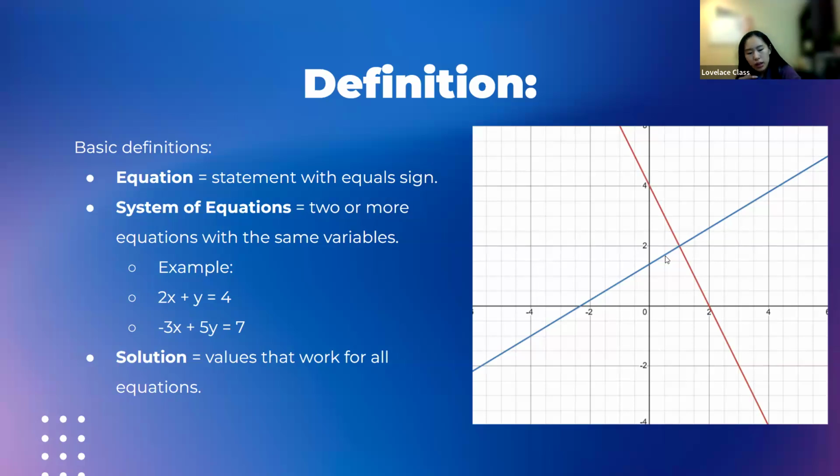And then the solution to a system of equations is finding values that work for all the equations. So today we're just going to be talking about using two equations. You can apply this to 3 equations and 3 variables, but we're only going to be working with 2 variables and 2 equations just because I can plot it on a graph, like if you see this over here. So yeah, that's some basic definitions.